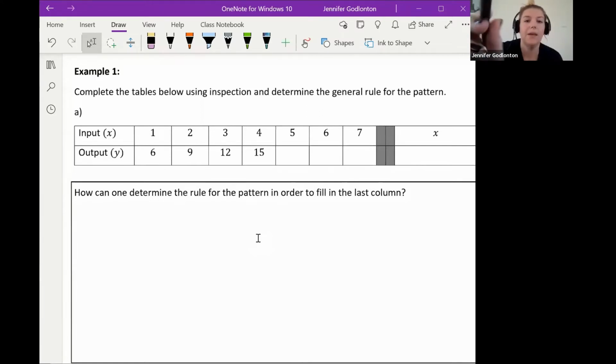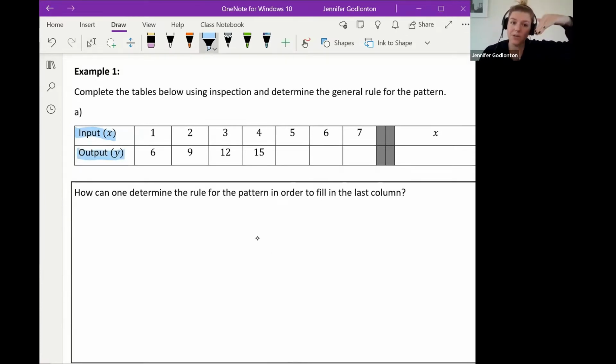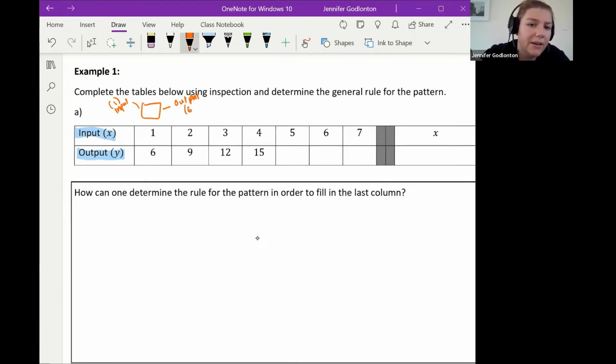All right. So in this table, we've got some very important words. We have an input, which is our X, and an output, which is Y. Exactly the same as we had in our spider diagram. We have an input, which was a number going in, and we have an output, which is what we get at the end. So if you think about the spider diagram that we just did, this 1 was our input. That would be our 1. And then our output, in this case, would be the 6.